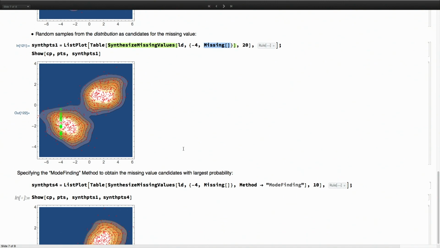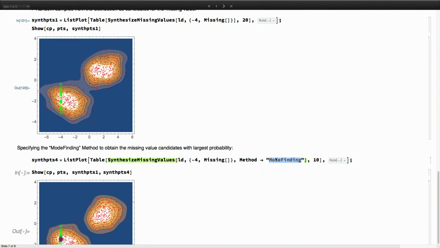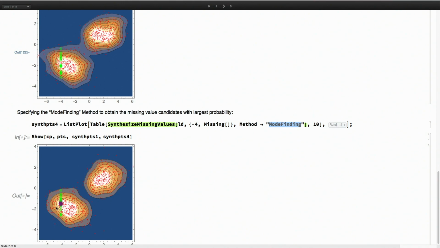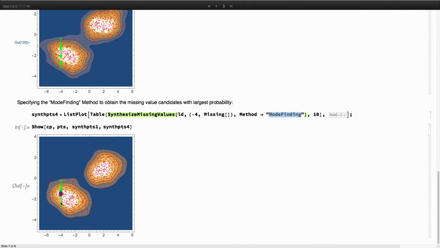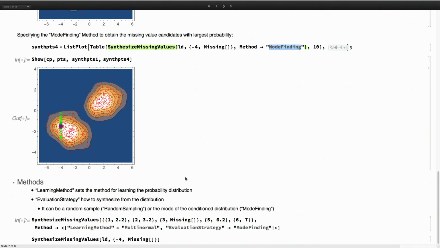But you can also ask in the method to find the most likely example with mode finding. You would see by these purple points that it would sample from the part of the probability distribution with the largest probability. So these are the most likely cases. In general, you can set your method to have different learning methods for learning the distribution, and the evaluation strategy could be random sample or mode finding.